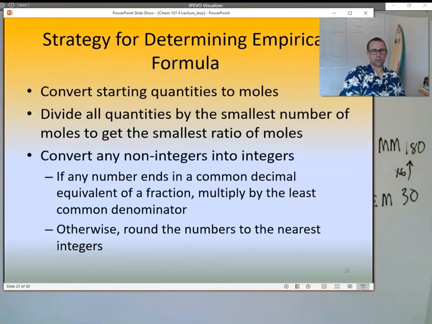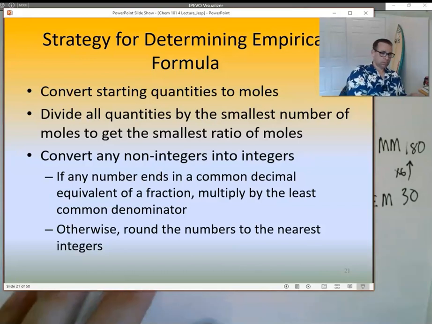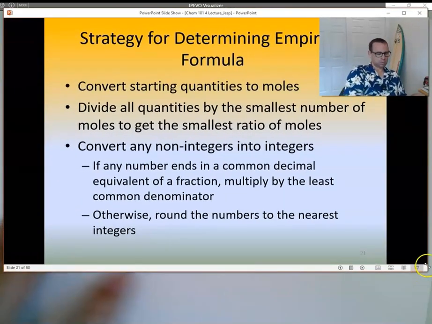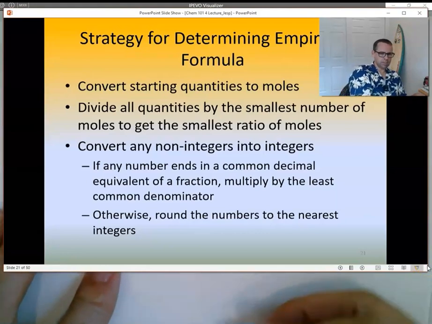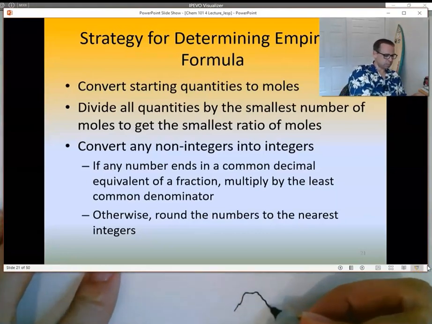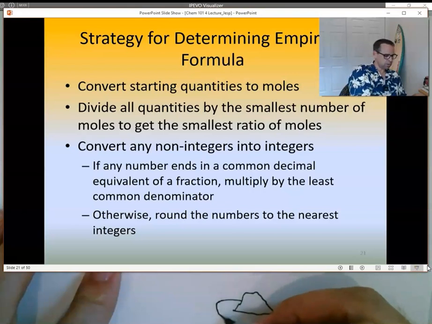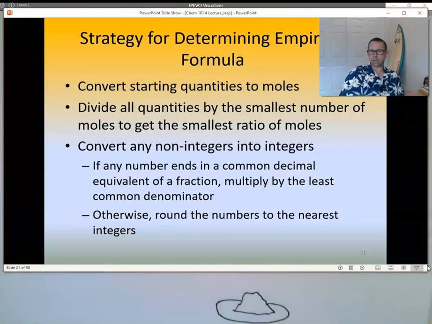All right. So if we want to determine what the empirical formula is, first we're going to use the mass of the given material, right? And then we can find the empirical mass. So, for example, here's some compound.